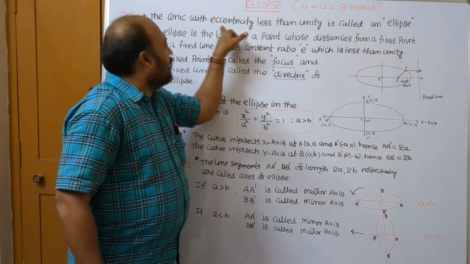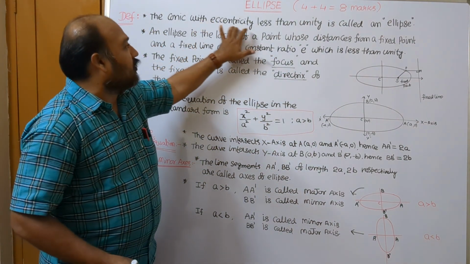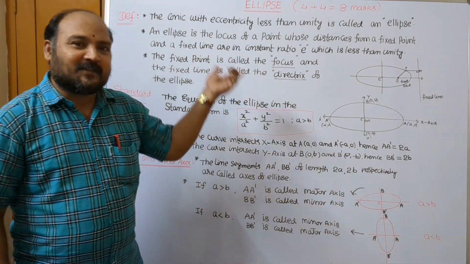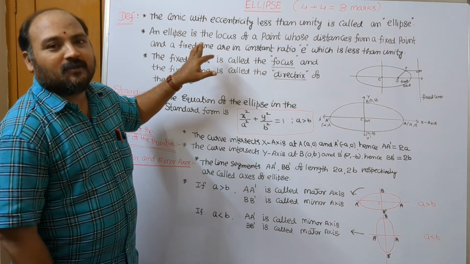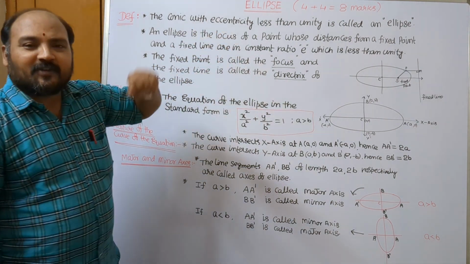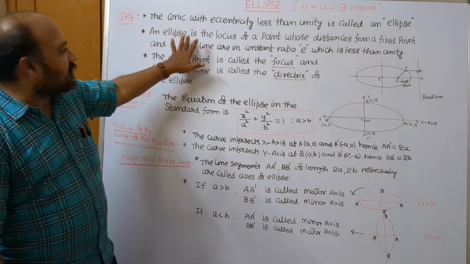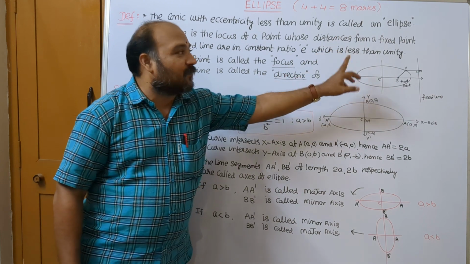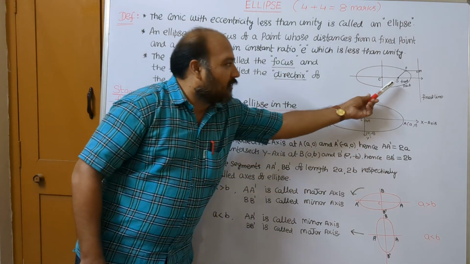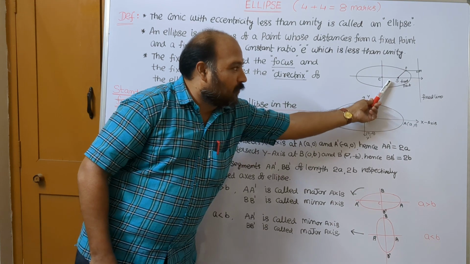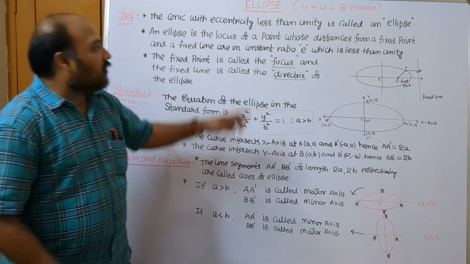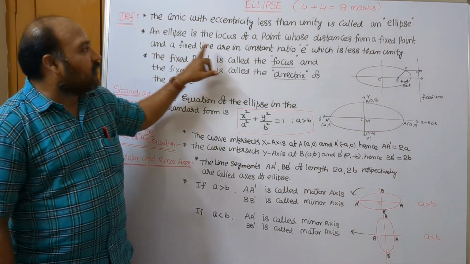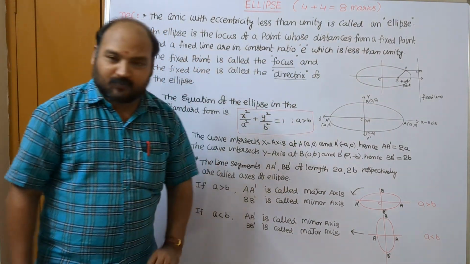After that, here one new term is there, new terminology: eccentricity. We already learned the definition of eccentricity in the parabola. What is the meaning of eccentricity? An ellipse is the locus of a point whose distances from a fixed point, here I am showing that fixed point, and a fixed line are in a constant ratio.